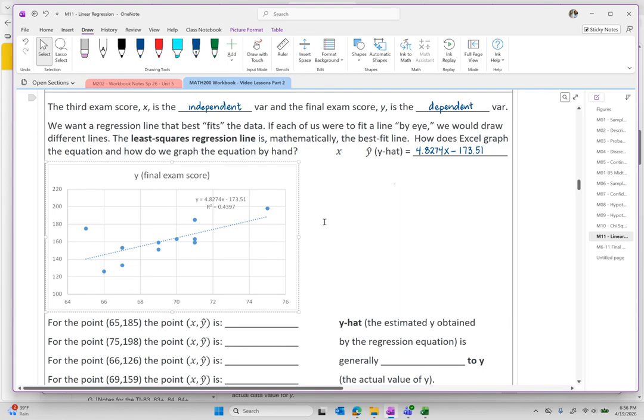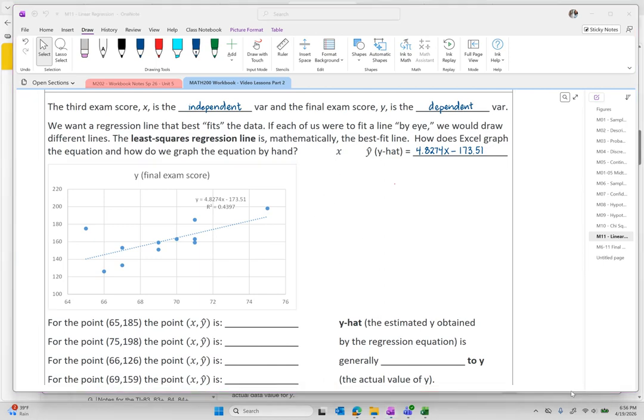And based on that data set, we ended up with a line y hat equal to 4.8274x minus 173.51, with a slope of a equal to 4.8274 and a y-intercept of b equal to negative 173.51. We want to know how Excel graphs this equation and how we would graph the equation by hand if someone asked us to do so.